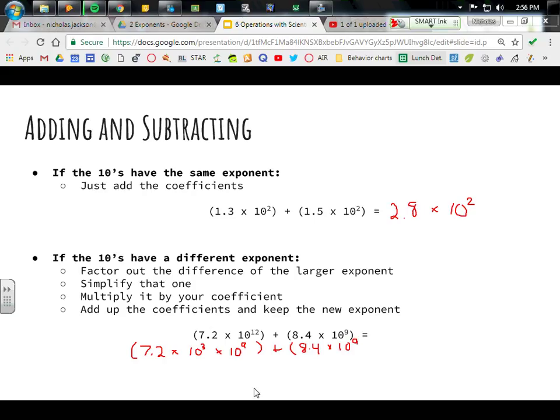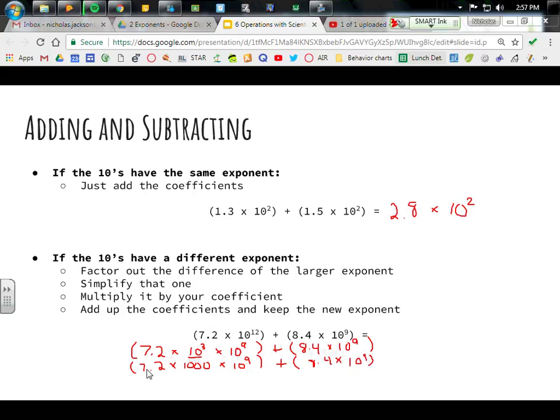Now, we simplify what we just factored out, meaning we find what it equals. So 10 to the 3rd would be 1,000. So this now becomes 7.2 times 1,000 times 10 to the 9th plus 8.4 times 10 to the 9th.